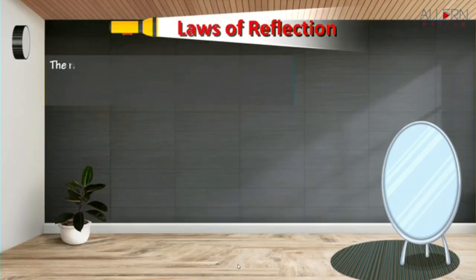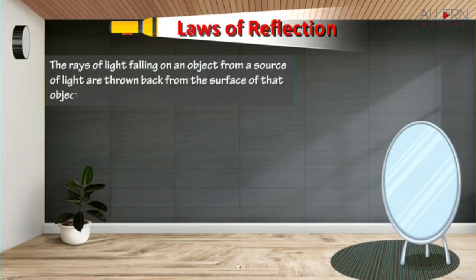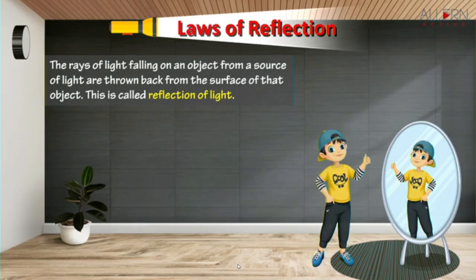If you see the definition, it says the rays of light falling on an object from a source of light are thrown back from the surface of that object, and this is called reflection of light. Here you have an object in front of a mirror, and whenever we have an object in front of a mirror, there is always an image that is formed inside the mirror.